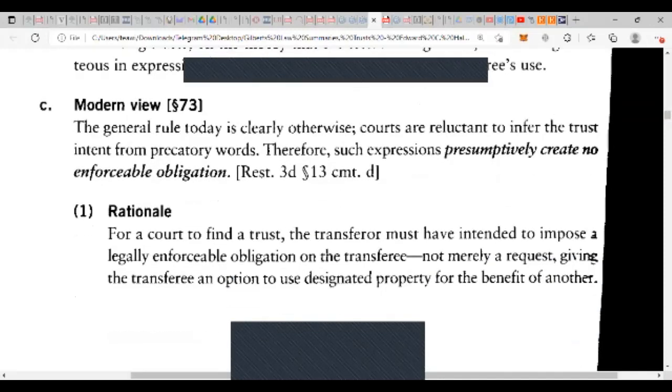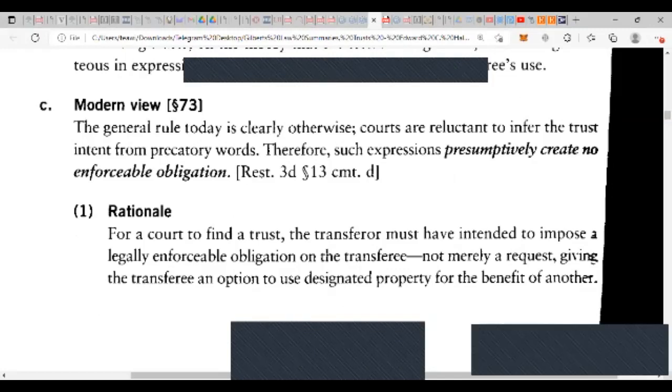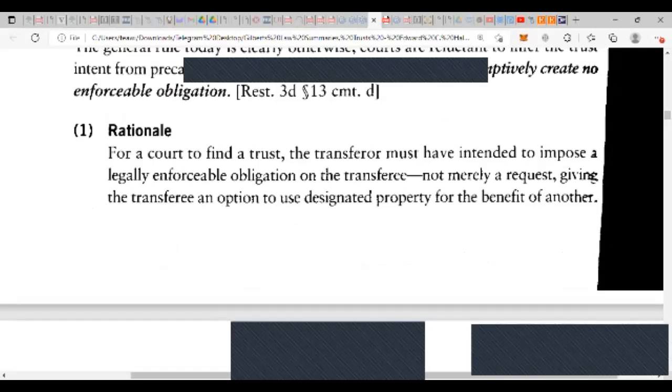C. Modern view, Section 73. The general rule today is clearly otherwise. Courts are reluctant to infer trust intent from precatory words. Therefore, such expressions presumptively create no enforceable obligation.